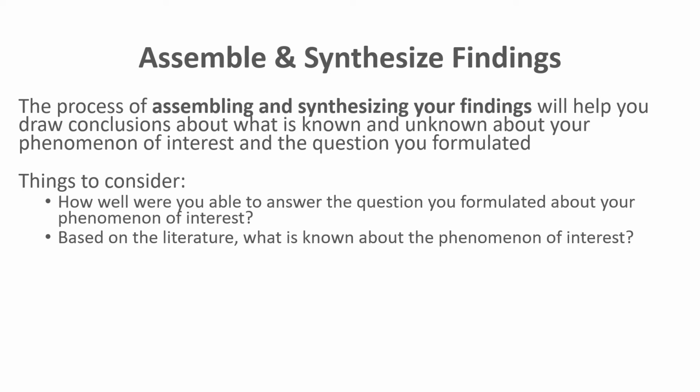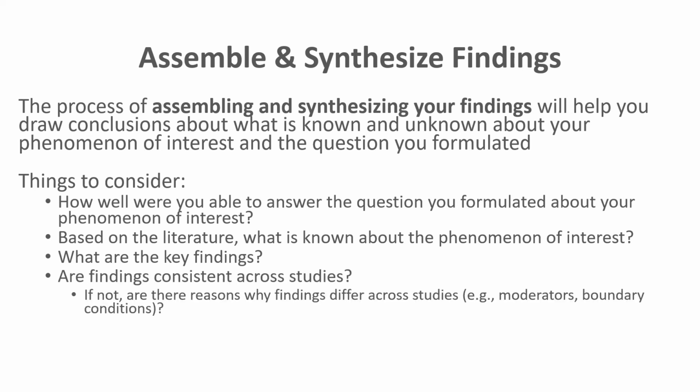The next question is, based on the literature, what is known about your phenomenon of interest? What seems to be a consistent finding within the literature? What are consistent moderators or boundary conditions you've come across? Anything that you feel very confident about, that we can say we know this about this phenomenon of interest. And relatedly, what are the key findings? If you had to distill it down into a list of, say, 3 to 10 key findings, depending on how large the literature was that you reviewed, what are those?